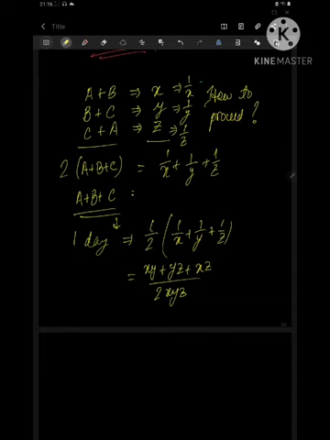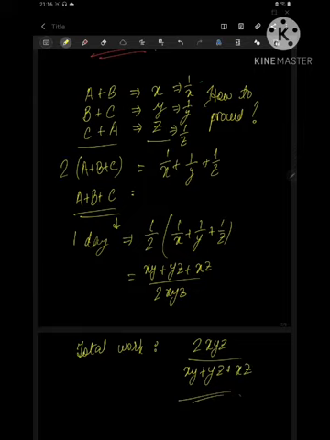So if all three of them work together, the total work will be completed in how many days? It is just the inverse, that is twice xyz by (xy plus yz plus xz) number of days to complete.